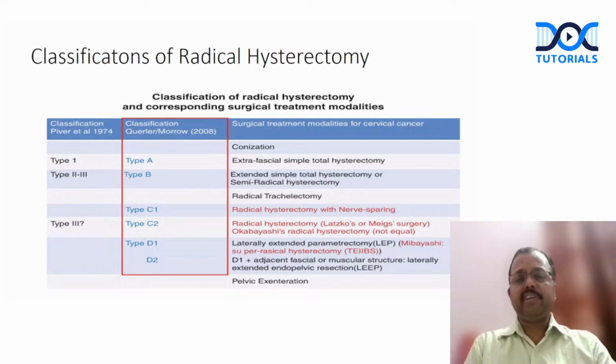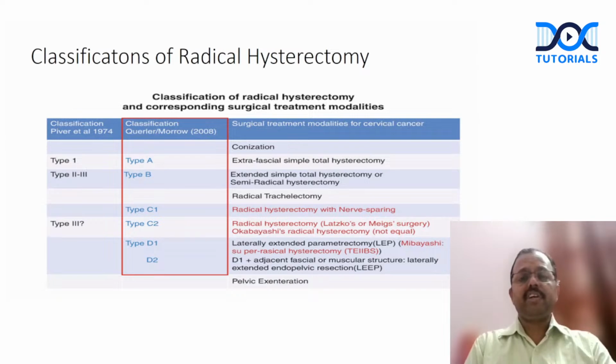In a type 2, classically, you will be ligating the uterine artery at the crossing of the ureter. In type 3, we will be ligating the uterine artery at its origin from the internal iliac artery. This is with regard to the ligation of the blood supply. Next is the parametrium. In type 2, we will be clearing the parametrium up to the level of the ureters, and in type 3, you will clear the parametrium up to the pelvic side wall.